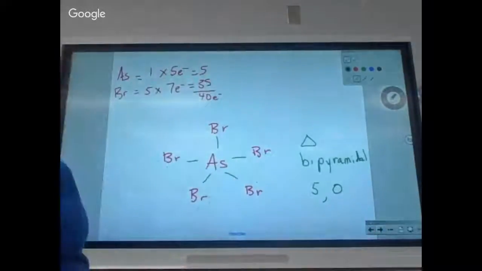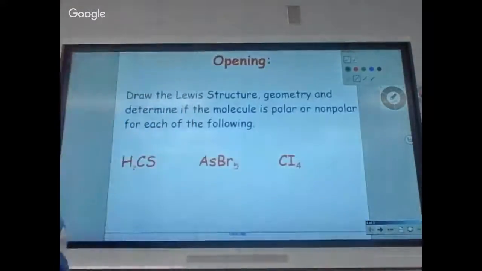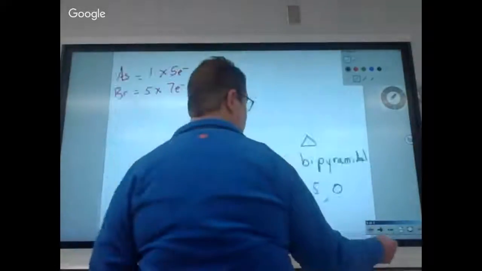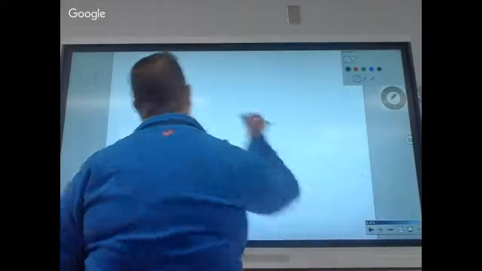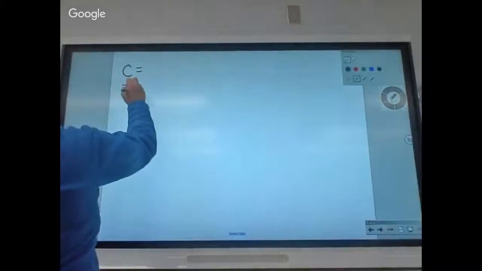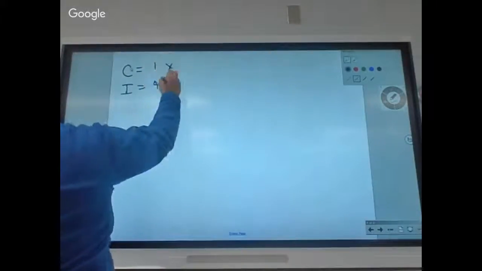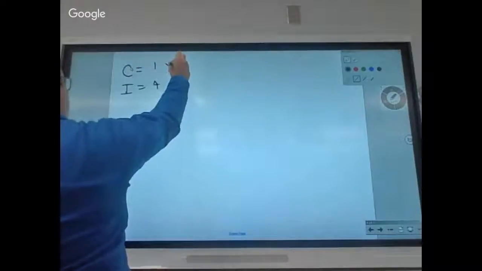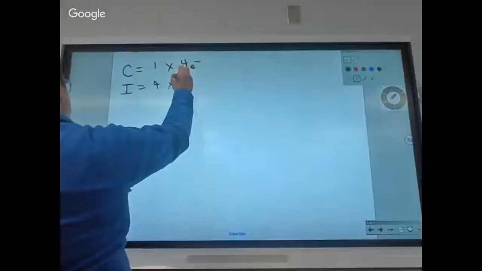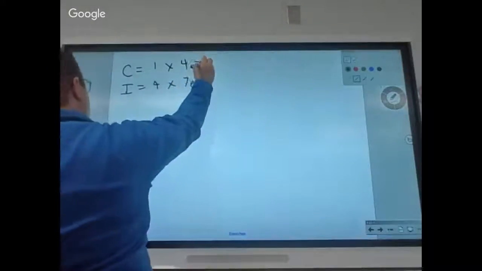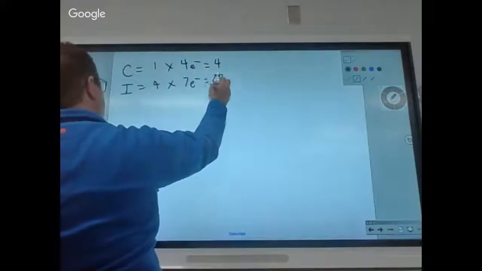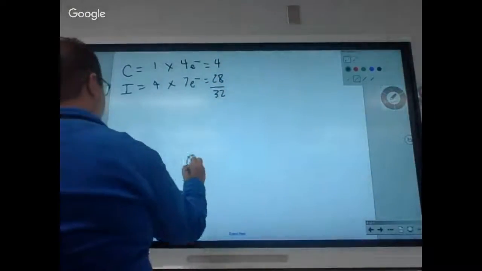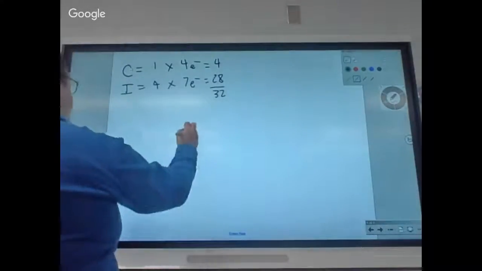All right? So, out of the next 2, who would you have thought was the easiest then? CI4 would have probably been the next easiest. All right, CI4. C had 1. I had 4. How many electrons on C? 4. How many on I? 7. 4. 28. 32. Who's the central atom? C. How many I's do we have? 4.